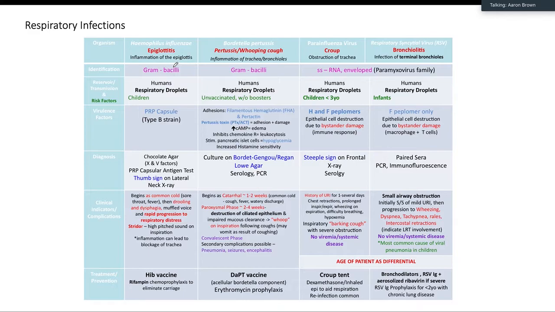Getting into our alveoli, our lobar pneumonia would be a lower respiratory tract infection. We're still upper respiratory tract at the point of the bronchial. Okay, so great.